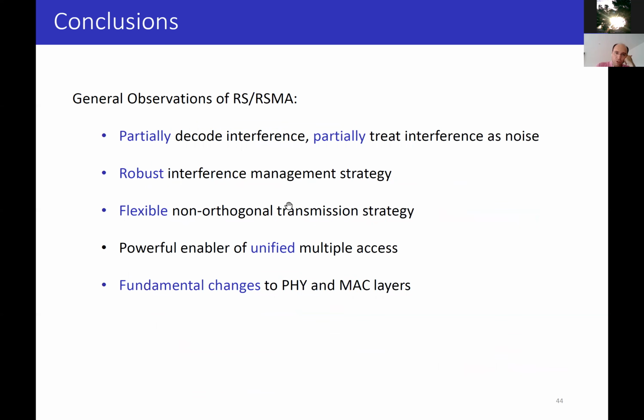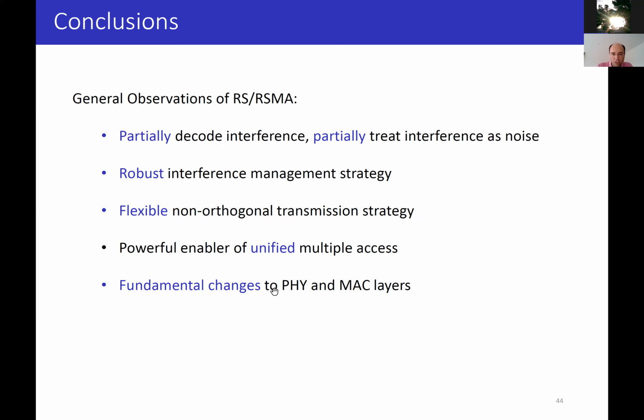Right, so in terms of rate splitting, the key aspect is to not fully decode interference, and not treat the interference as noise, but to partially decode and partially treat interference as noise. So you can view this as a robust interference management strategy, robust to imperfect CSIT. It's flexible to any interference level and is a powerful enabler of a unified multiple access, because SDMA, NOMA, OMA, and all those different schemes are actually sub-strategies of this rate splitting multiple access framework.